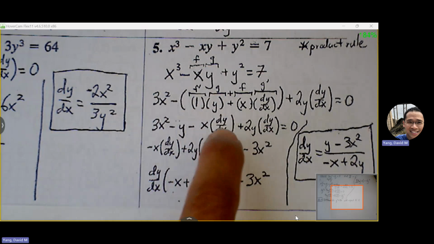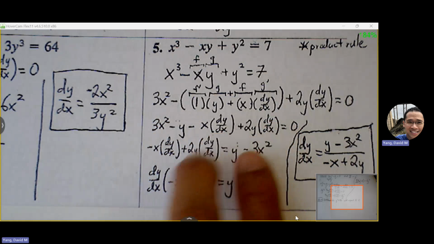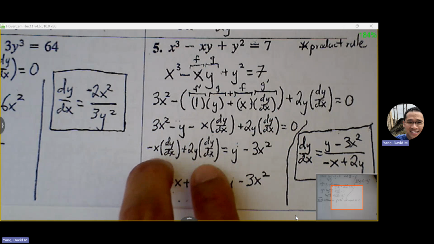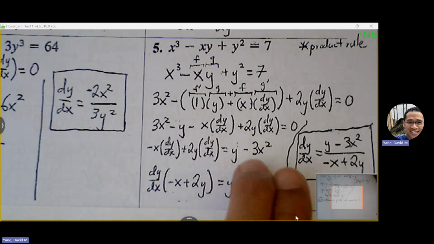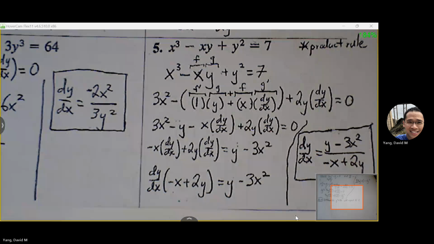Okay, so after we get the negatives and parentheses resolved, I'm grouping my dy dx terms on the left side. I'm moving all the non-dy dx terms to the other side of the equation. That way I can factor my dy dx out. And then I divide over. This is now my slope formula.